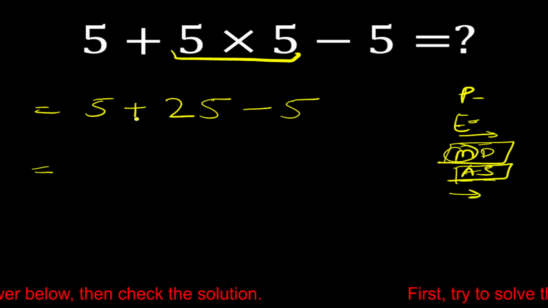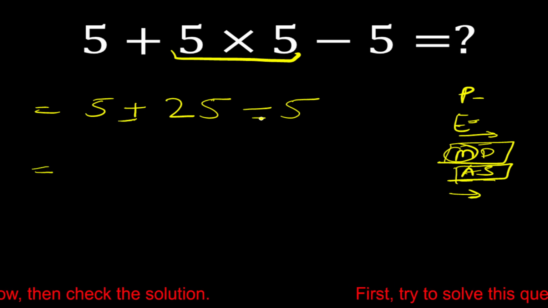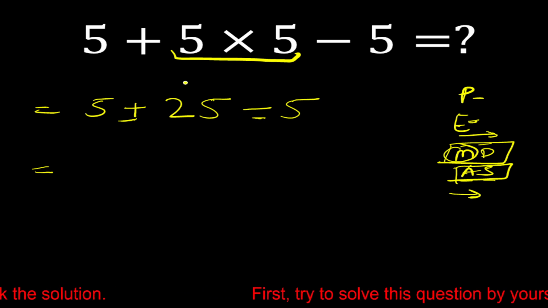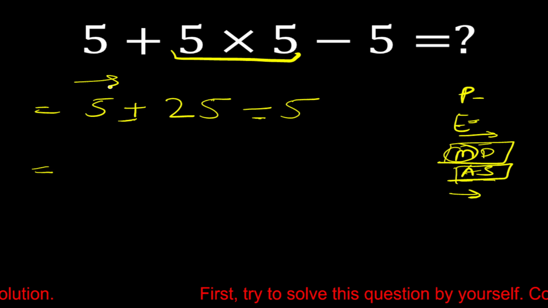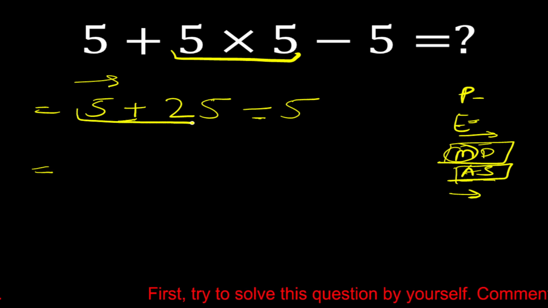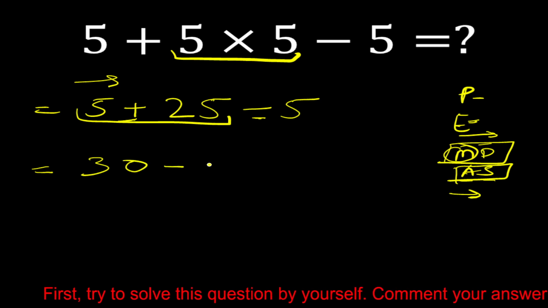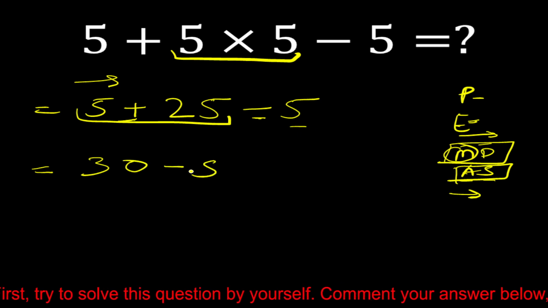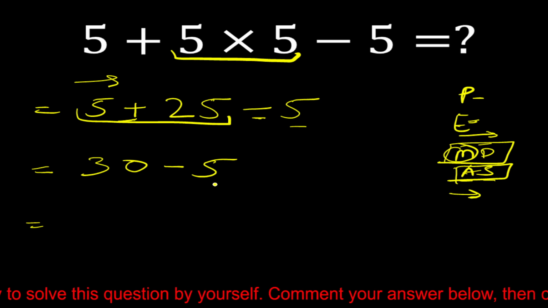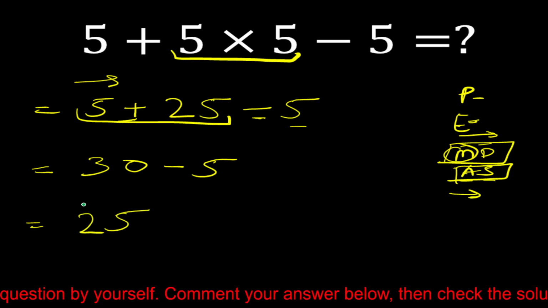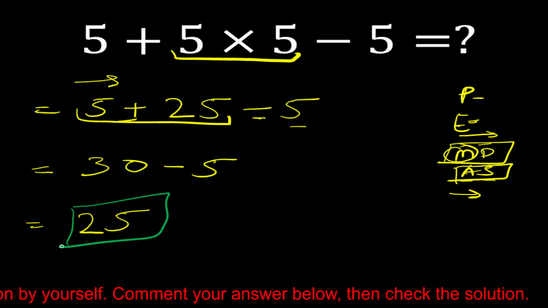Now here is an addition and here is a subtraction. Addition and subtraction both have equal priority, so we have to solve it from left to right. So 5 plus 25 is equal to 30, minus 5. Now 30 minus 5 is equal to 25. So the correct answer is 25.